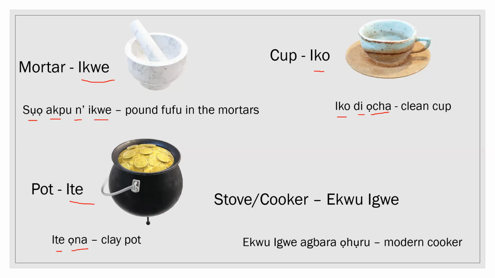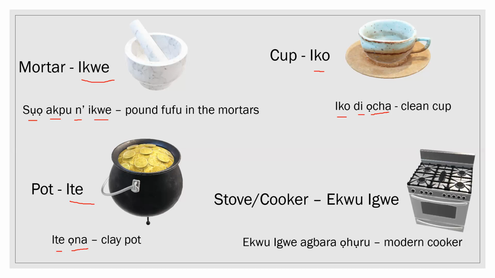Next we have ekwu igwe, which is a stove or cooker. Ekwu igwe agbara ohoro, which is modern cooker. Agbara ohoro is new age or modern or new generation.